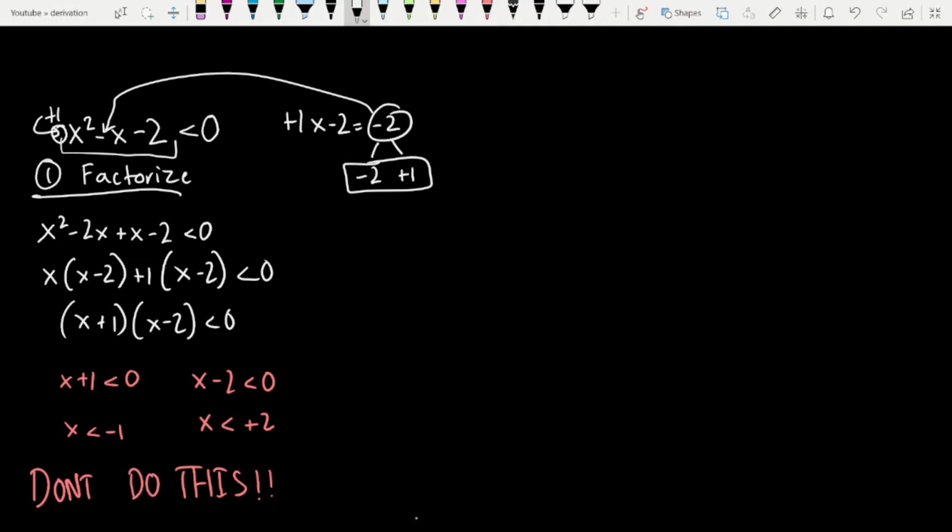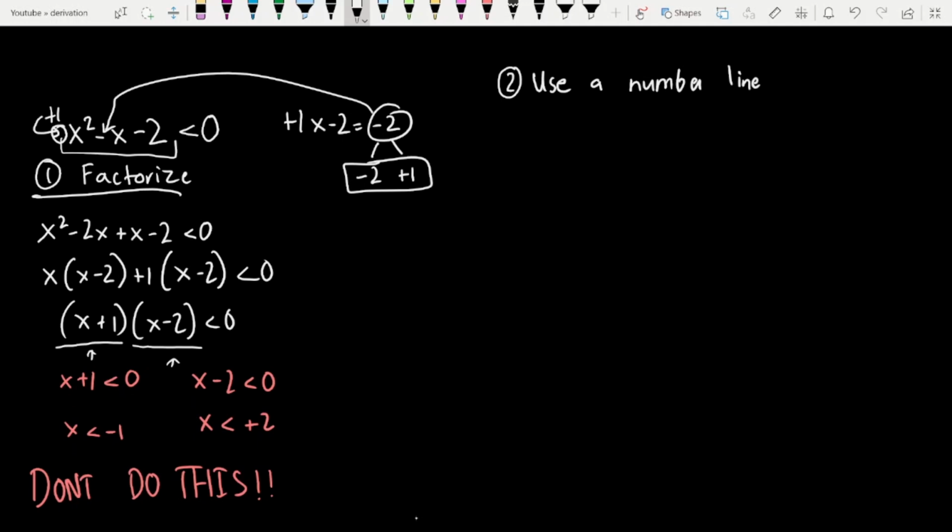Now we've done the first step, which was to factorize. Now the second step is to use a number line. Use a number line. And I'll show you guys how to use this number line. So remember, we got our two factors. The reason I made you guys factorize the equation in the first place was to get these two things.